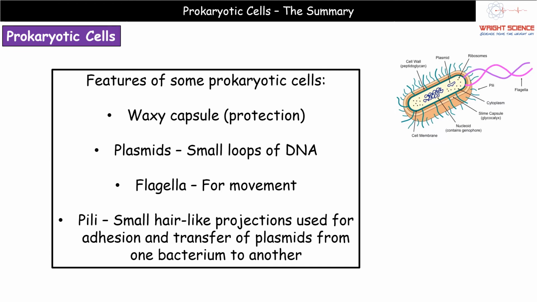So basically it allows two bacterial cells to join together in a way, and then they can transfer the plasmids from one to another. That does mean that they can then transfer those all-important genes, like the antibiotic resistance genes, from one bacterial cell to another bacterial cell.